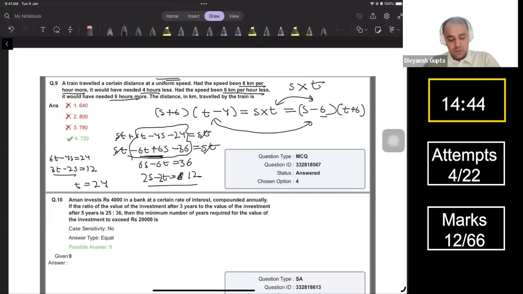And if I put t is equal to 24 in s - t is equal to 6, I'll get s is equal to 30. So your speed is 30 km per hour, your time is 24 hours, and your answer will be s into t, that is 720.